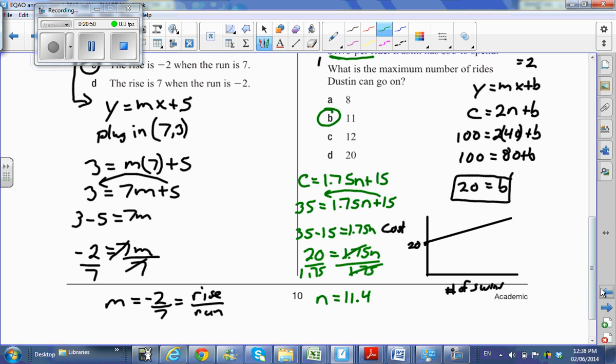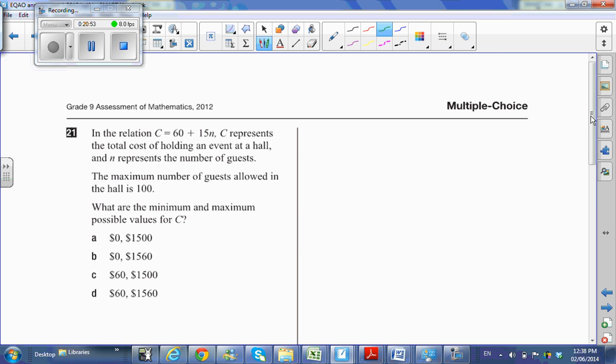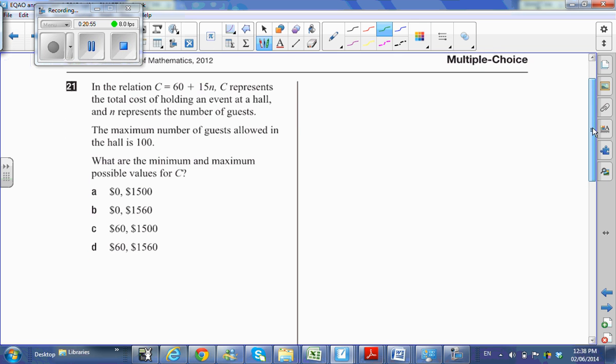Okay, I'll do one more page and then I'll stop and I'll have to finish the rest another day. Relationship C equals 60 plus 15N. C represents the total cost of holding an event at a hall, and N is the number of people attending. So you can see here the 60 is the initial cost, kind of like my y-intercept, kind of backwards here, and 15 would be the cost per person basically. The maximum number of guests allowed in the hall is 100 people. So N, the highest it can go is 100. So what are the minimum and maximum possible values for C?